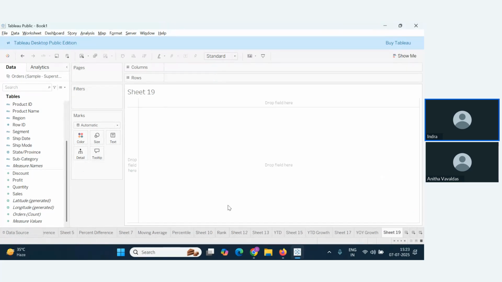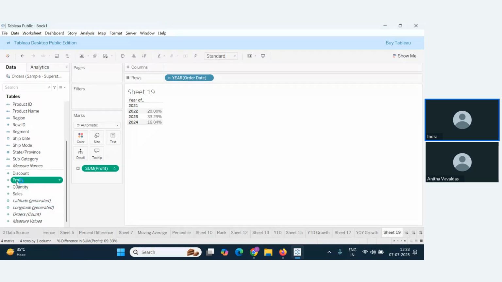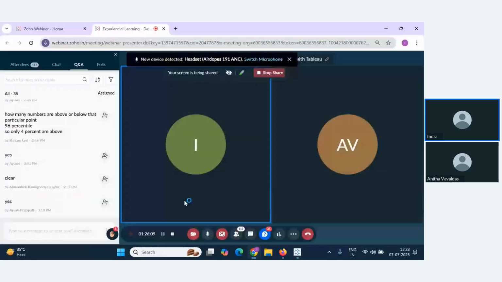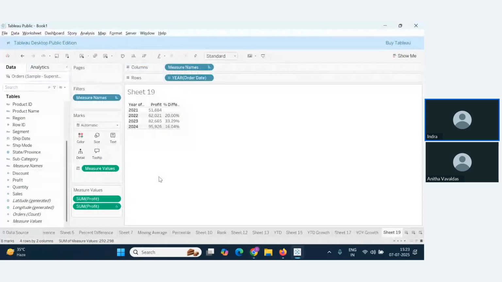Let me go to the new sheet. Let me take order date once again, and let's take profit here. And let's see the year over year growth. So you can see here, 20% profit growth from 21 to 22, then 33% from 22 to 23, and 16%. Here, this is year over year growth.